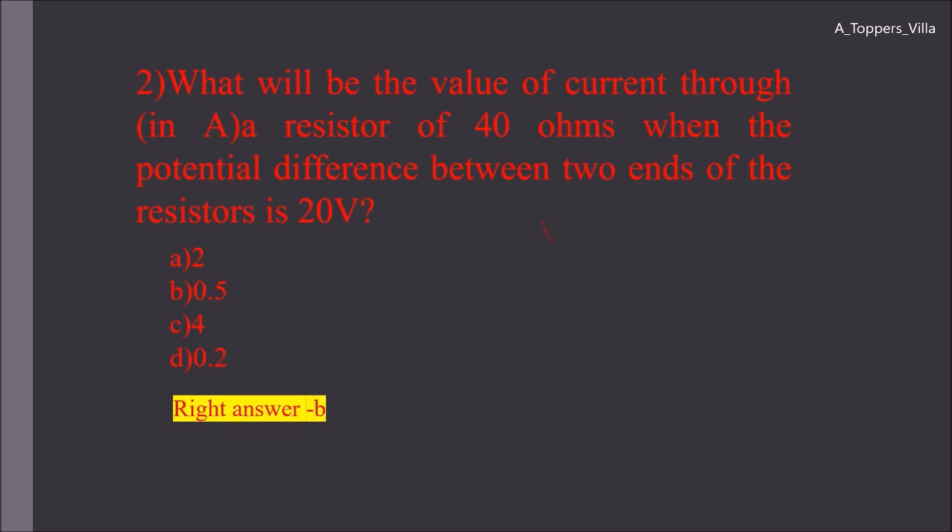We know voltage equals current into resistance. Here we have to find I. Then I equals V divided by R. V is given as 20 volt, R is given as 40 ohm. Then the answer is 0.5 ampere. Right answer is option B, 0.5.